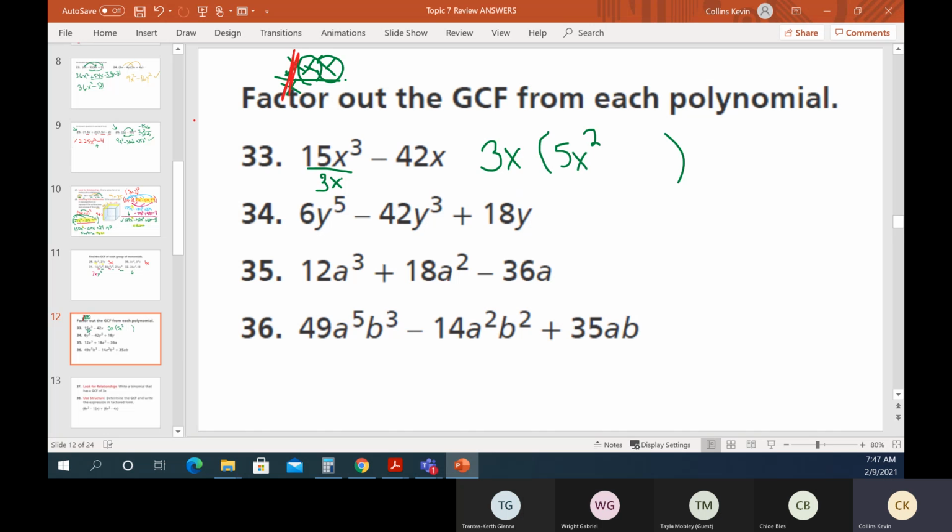Okay. Another way you can think about this is if I'm dividing by x, I just drop the power by 1. So instead of x to the third, I've got x to the second. So we do the same thing here. We do 3x.